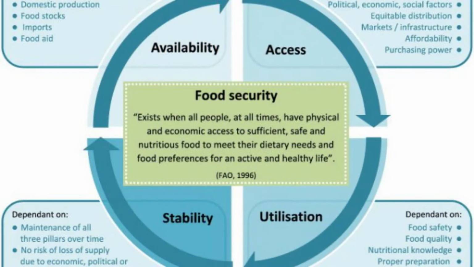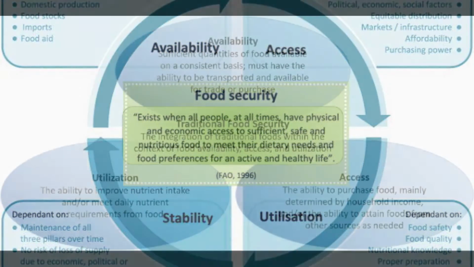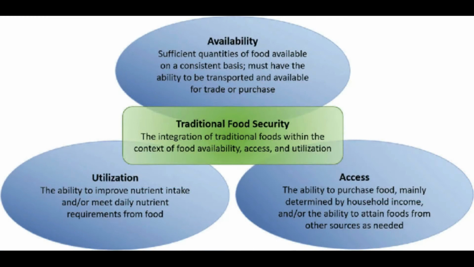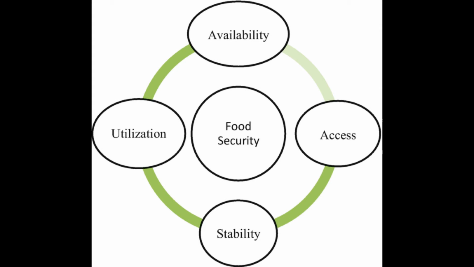Here are the 4 pillars of food security. Food security is achieved in 4 ways which are referred to as the 4 pillars of food security. These are availability, accessibility, affordability, and utilization.